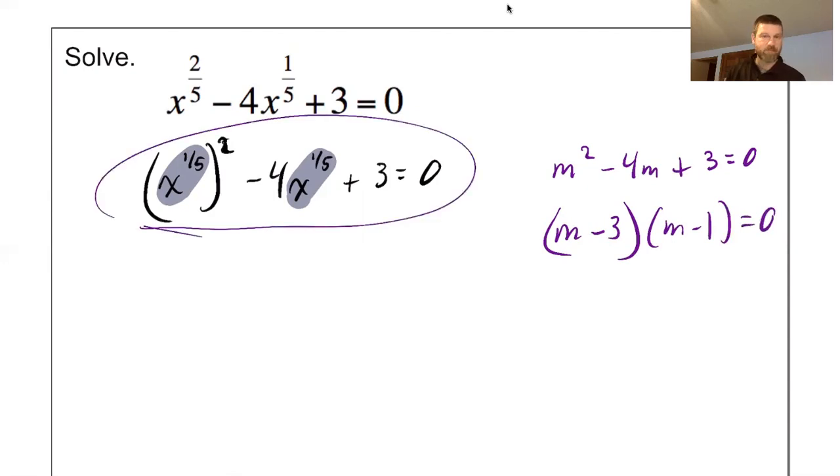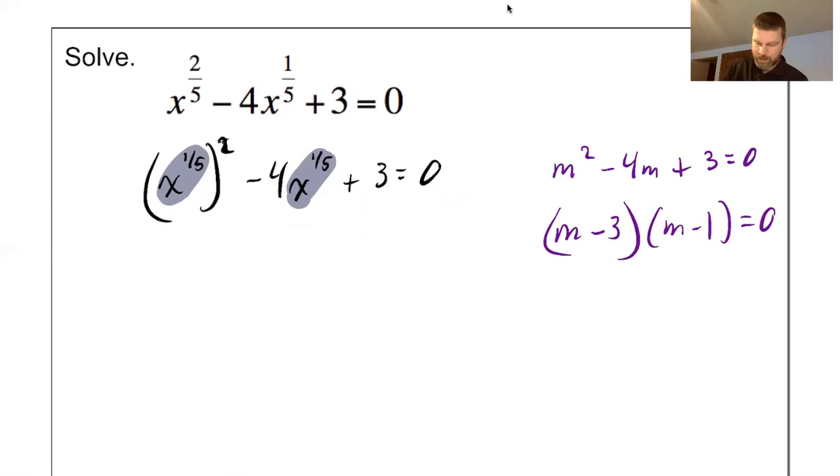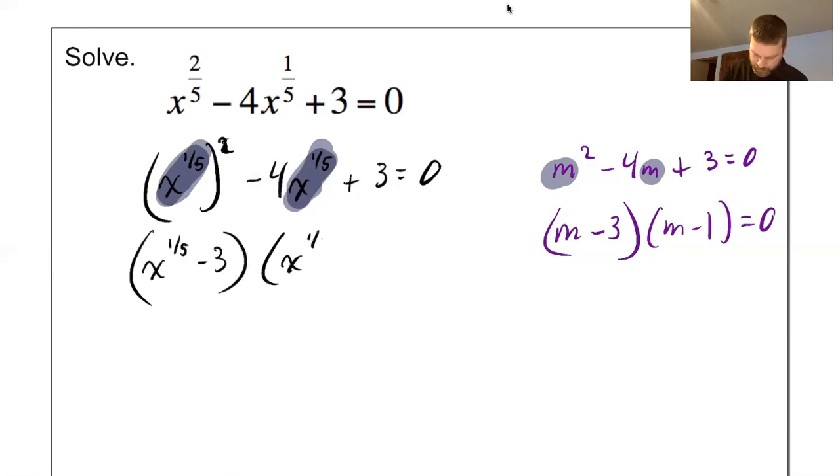This thing here factors in the exact same way, right? Except the only difference is instead of having an m being squared and an m after that 4, I had an x to the 1/5. So it factors in the same way. It's just instead of an m minus 3, it's going to be an x to the 1/5 minus 3. And instead of an m minus 1, an x to the 1/5 minus 1. This line here can factor just the same way. Once you go that far, then it's easy.